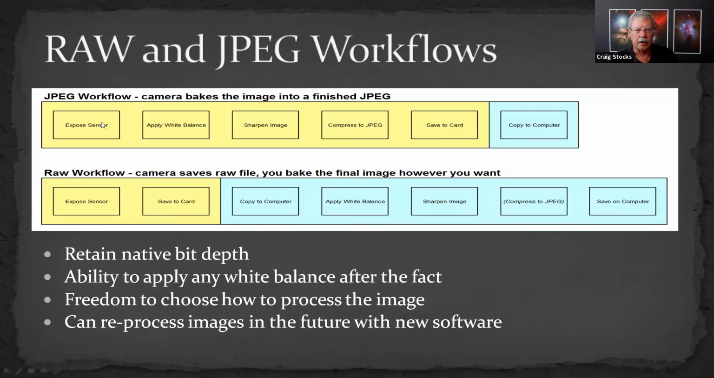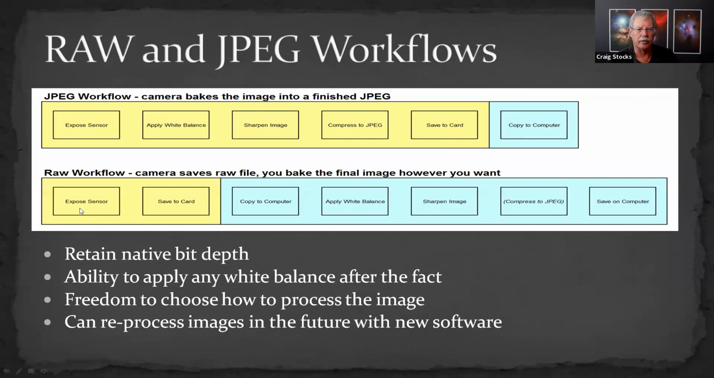If you're shooting in a JPEG workflow, shooting JPEG in the camera, all that happens inside the camera. Your camera exposes the sensor, it demosaics and applies a white balance. So that gets kind of baked into the file. It'll do some sharpening. It will compress it and store it as a JPEG and then save that onto the memory card so that you can eventually copy that to your computer.